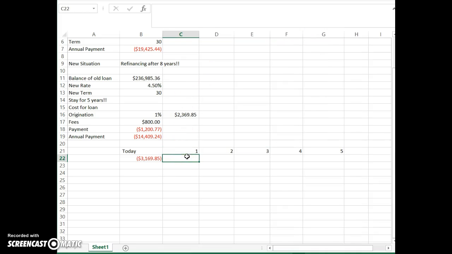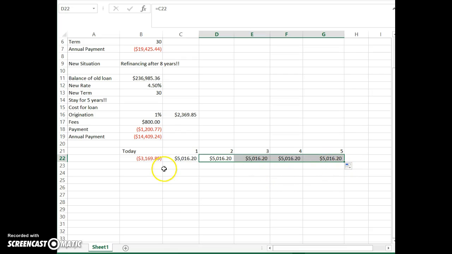Now we want to calculate how much we save here. We take the new, subtract the old, which gives you $5,016.20. We're going to bring that all the way to year 5. You just equal that, copy, and drag that to get you the same amount.